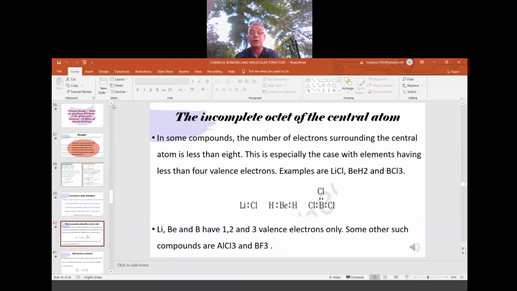Right. Now the incomplete octet of the central atom. Please see LiCl, BeH2 and BCl3, boron trichloride, so beryllium hydride and lithium chloride, where between the lithium and chlorine there is only one bond pair. So that means maybe chlorine might have attained the octet but not the lithium. In the same way, in the case of BeH2, beryllium hydride, hydrogen has attained the duplet. So what about the beryllium?